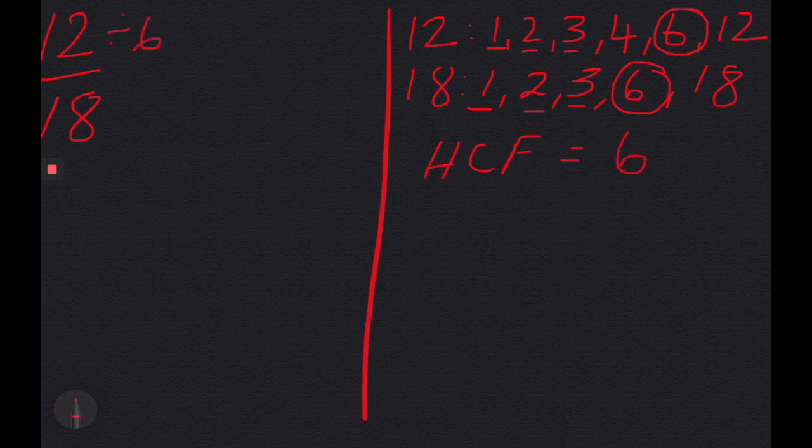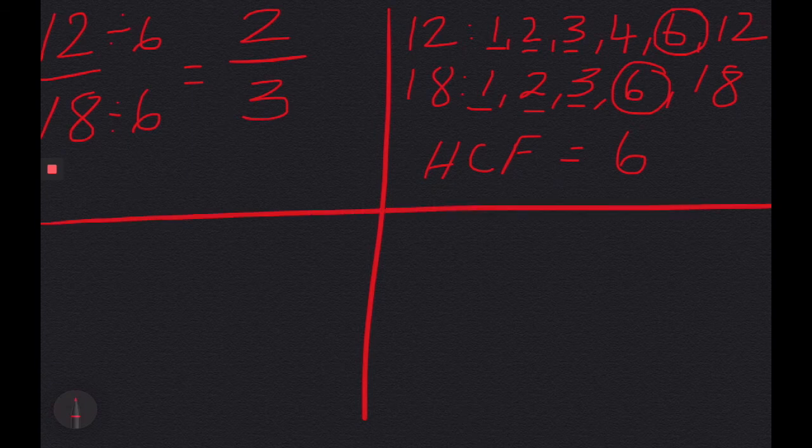So 12 divided by 6 and 18 divided by 6 equals, so 12 divided by 6 equals 2, 18 divided by 6 equals 3, and therefore we have found the simplest form of 12/18ths, and we know that those two fractions are equivalent. So let's look at the second example.